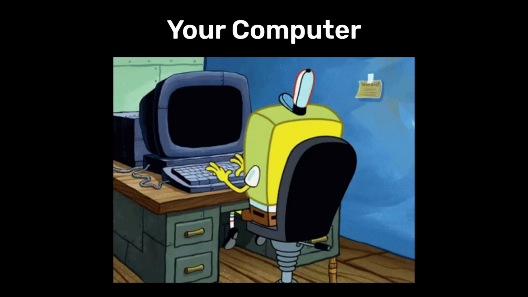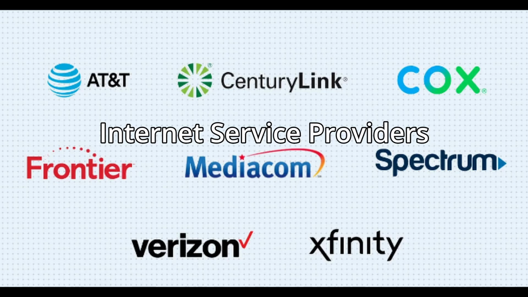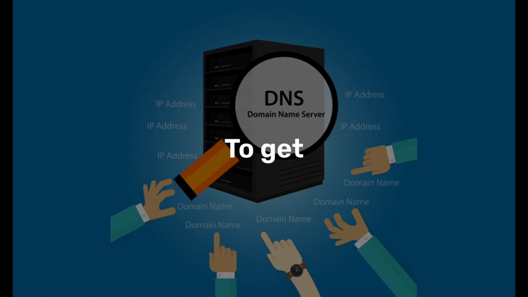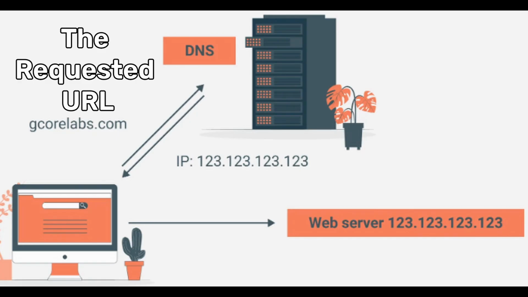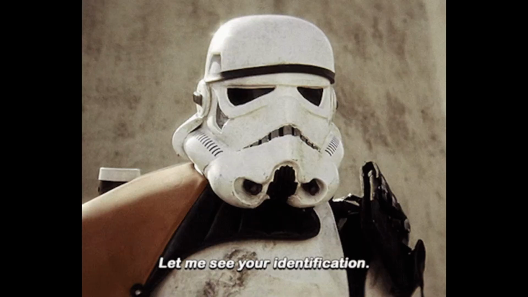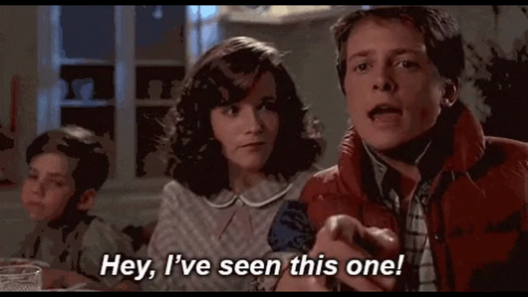Say you're a massive Swiftie and want to buy tickets for the upcoming concert. When you go to Ticketmaster.com, your computer sends out a request to your internet service provider's DNS server to get the IP address the requested URL maps to. Every device connected to the internet has an IP address, which acts as its identifier. You may have seen something like this before.